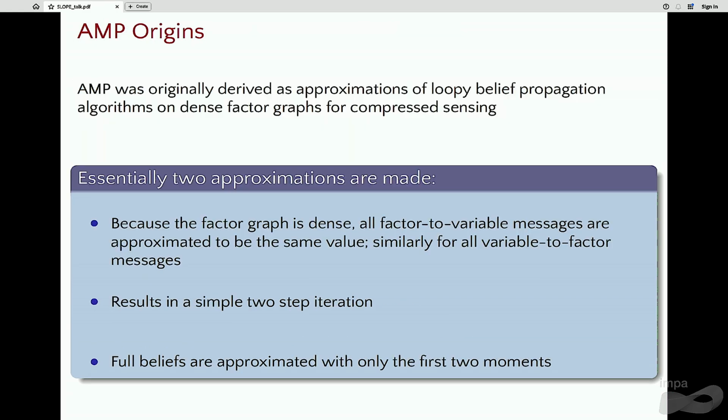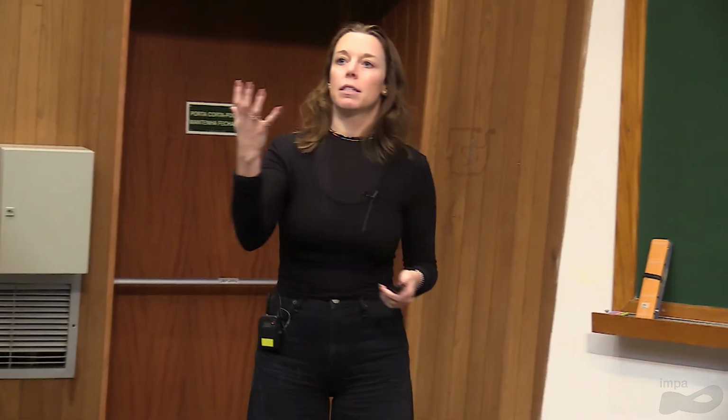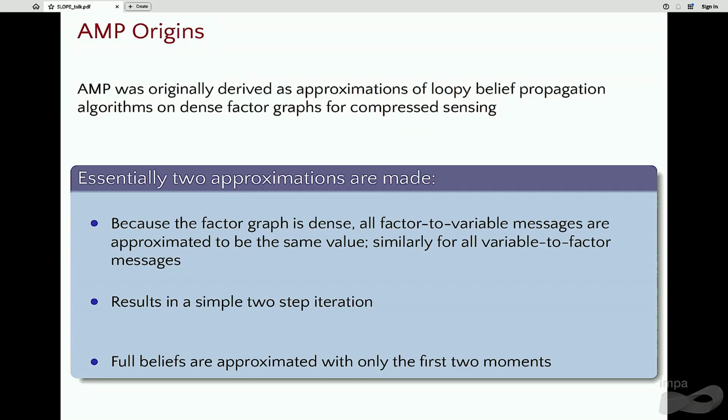So the original derivation of AMP was based on approximating loopy belief propagation algorithms for the problem of compressed sensing. So the idea is you construct a factor graph that relates the coefficient vector beta that you'd like to find to your output y, right? If that A matrix has no zero values, then this factor graph will be completely dense. And so on that dense factor graph, you can set up a belief propagation algorithm, like a min-sum message passing algorithm. Of course, there's no guarantee that this is going to converge or do anything nice because we have a dense factor graph. But nonetheless, you can imagine running that algorithm.